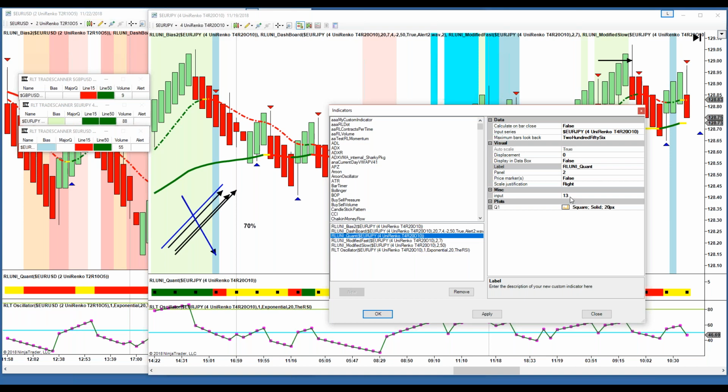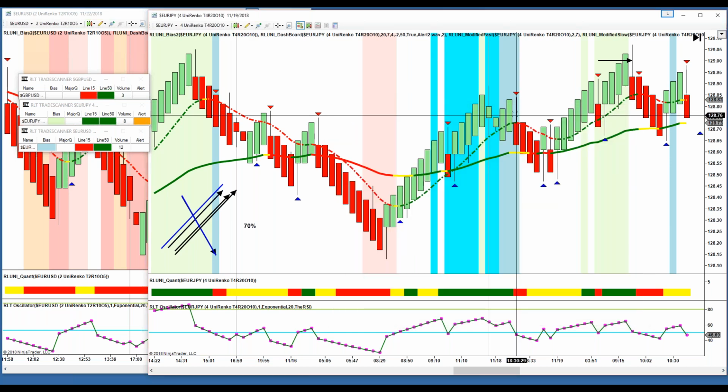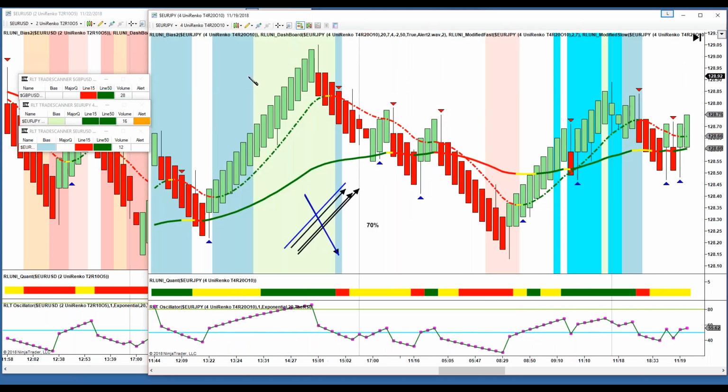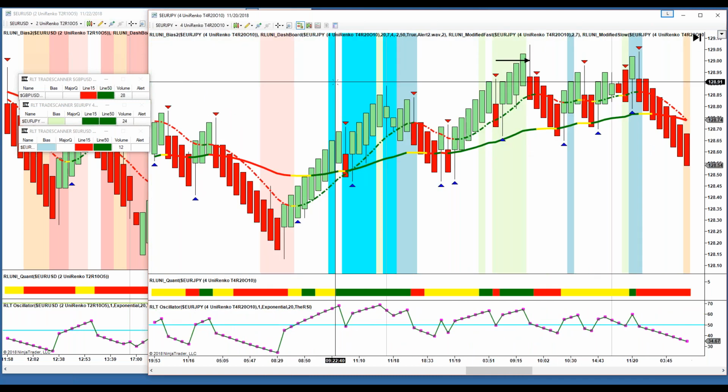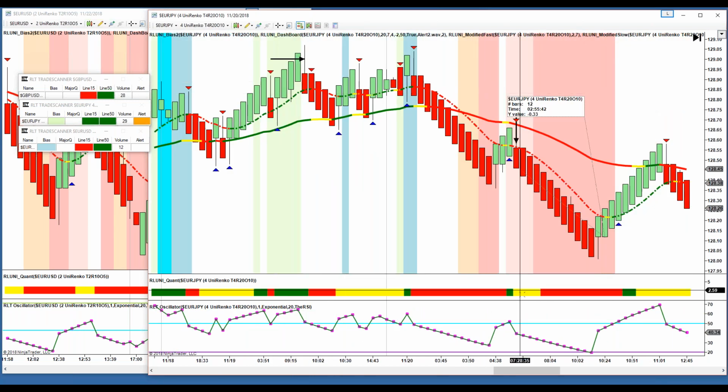You're just going to jump 1 fib number for every 2-unit Renko speed, for every 2-unit Renko trend you add. So it's very simple. And you have that input on the background, and you have it on the quant.